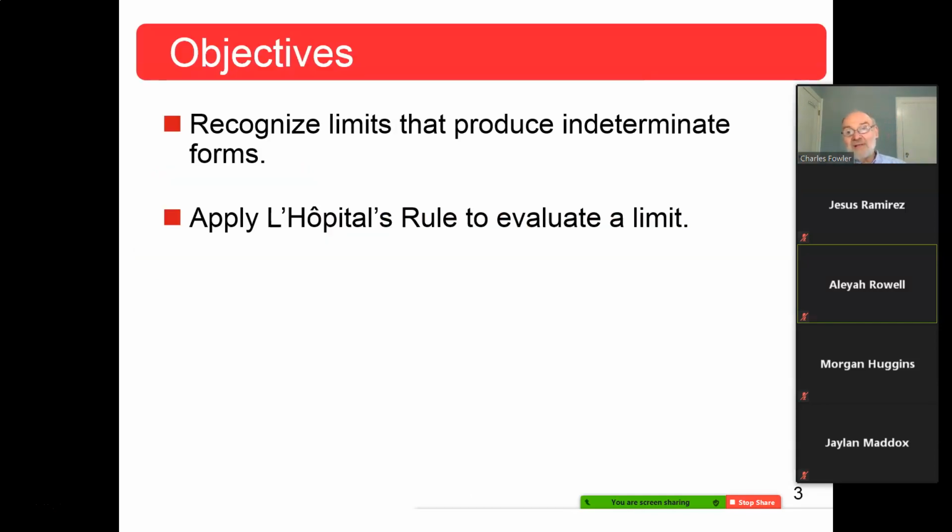Objectives here are to recognize limits that produce indeterminate forms, okay? You may have a definite integral. It has limits, but you wind up with an indeterminate form, okay? Now, what we'll find out is sometimes using L'Hôpital's rule gives you a way to evaluate the limit, even though it looks impossible when you first look at it.